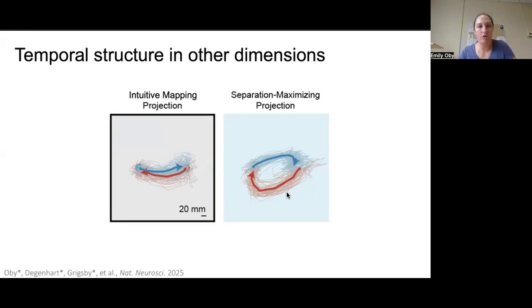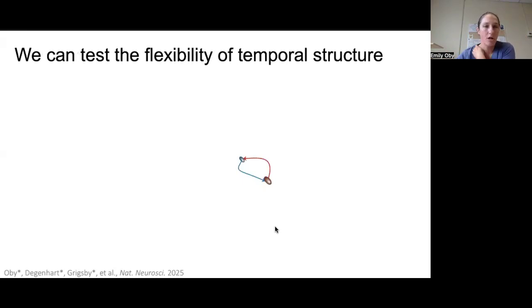And the structure that we see here is suggestive that the neural trajectories are maybe less flexible than we thought when we were just looking at these highly overlapping trajectories in the intuitive mapping projection. So our question here is how flexible is this structure? How flexible are the neural dynamics? And can monkeys learn to change this temporal structure? So again, we're going to leverage our BCI paradigm to answer this question.